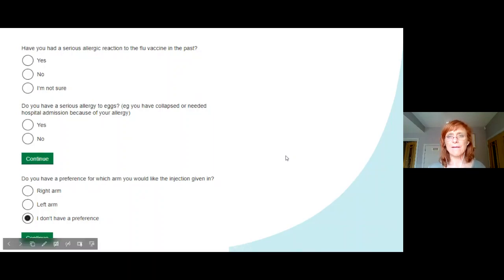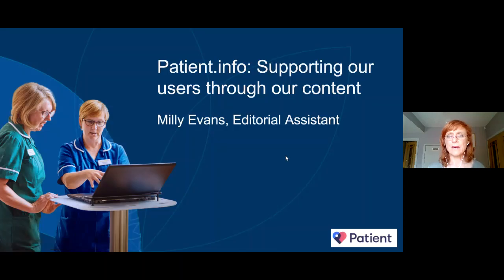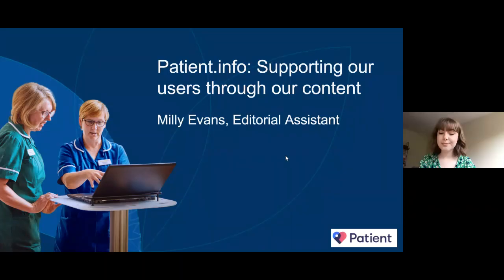Great stuff. Thank you very much. So now we'll hand over to Millie, who will have a walk through some of the information that is available through patient.info.